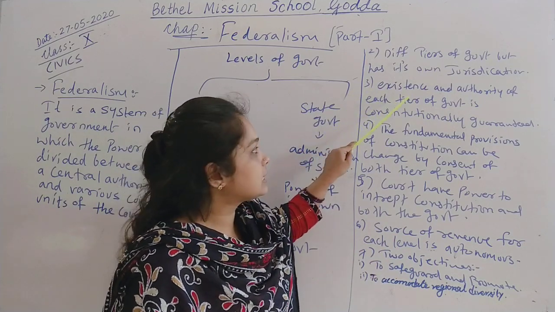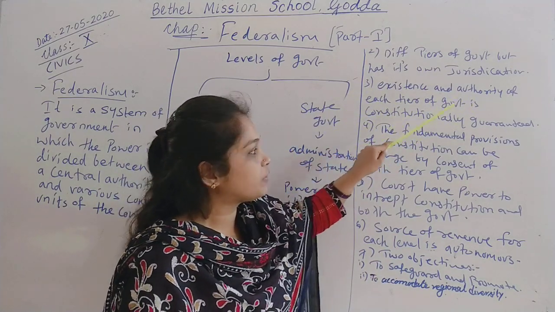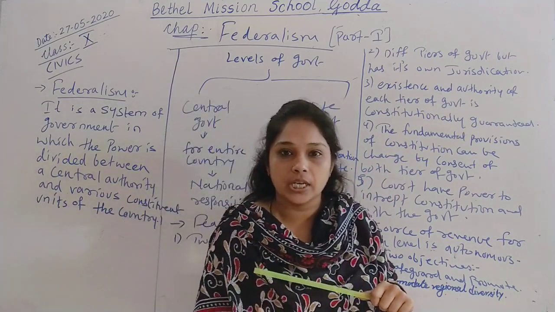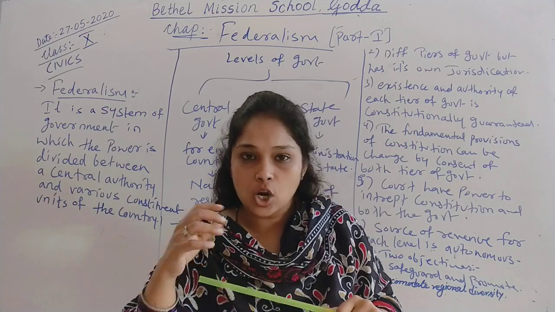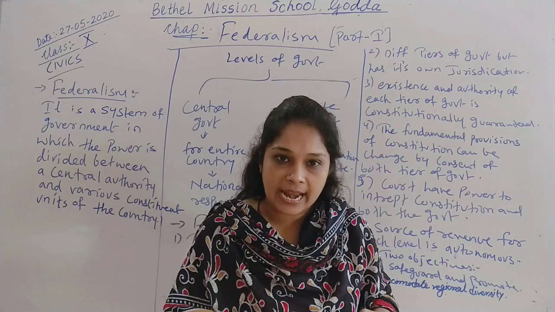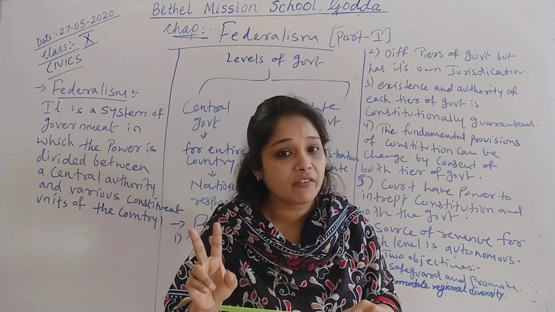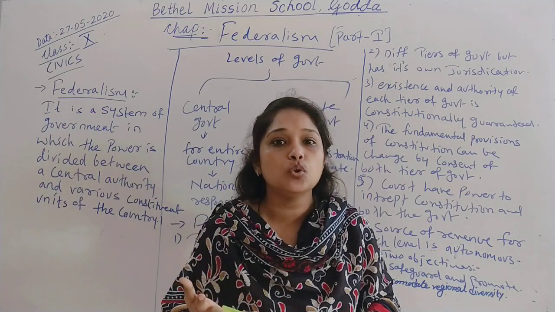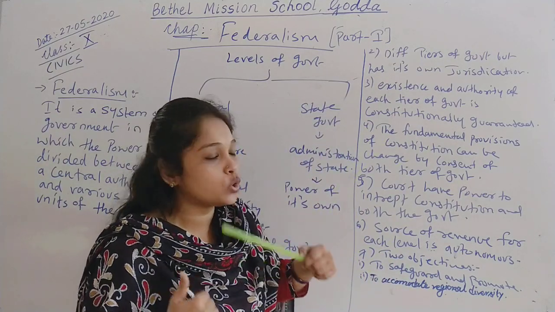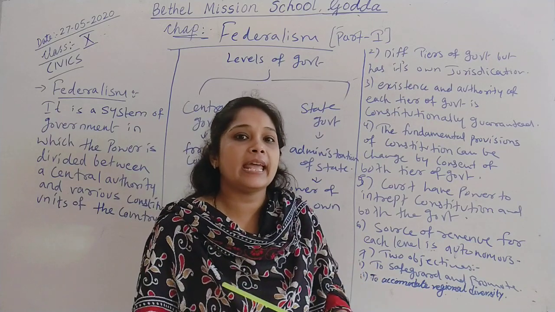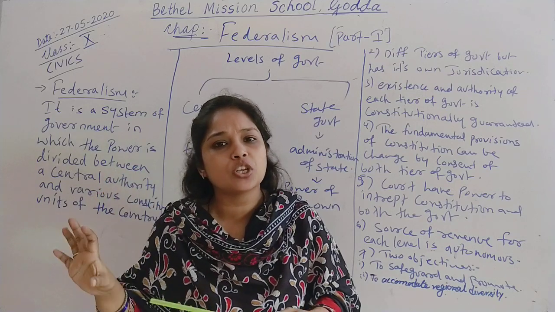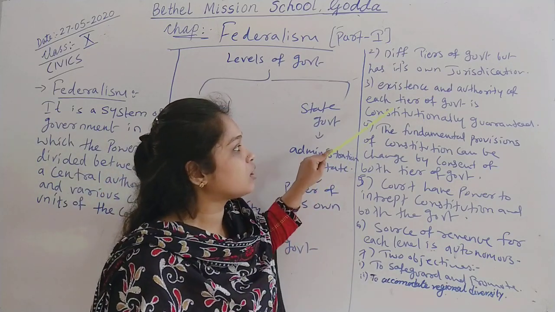Third one, existence and authority of each tier of government is constitutionally guaranteed. Now in our own constitution, the provision has been written that we are having federalism. That means in India we are having two sets of government, that is state government and union government, and each tier of government has its own jurisdiction, its own authority, and its own power. And each power of state government and each power and duty of central government has been there in the constitution.